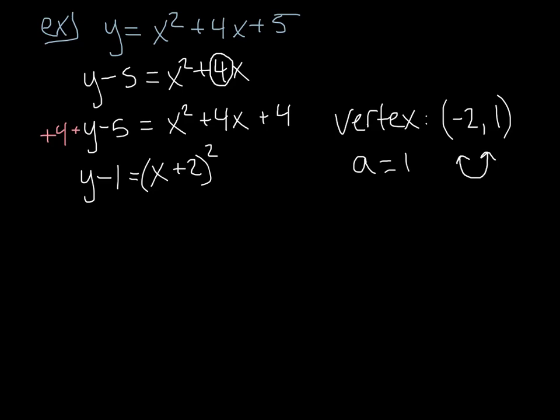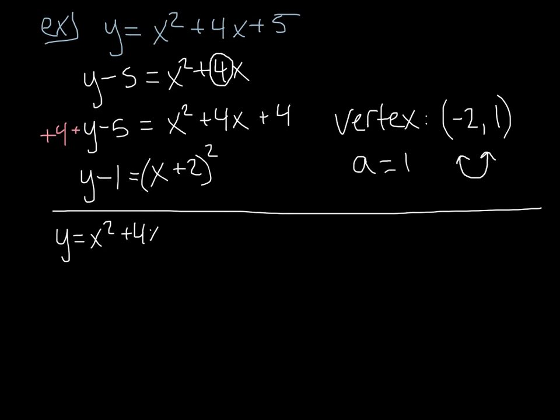I'm going to show you another way to do this. It's a little different than what we've done, but it just keeps everything on one side, so you can leave y alone here. So what I'm going to do is make another line here. I'm going to start with the original problem, y equals x squared plus 4x plus 5. And I'm just going to throw in some parentheses here. They're not really going to do anything right now, but in a moment you'll see why I did this.